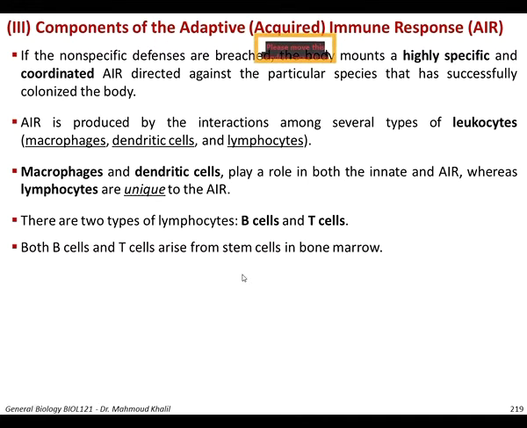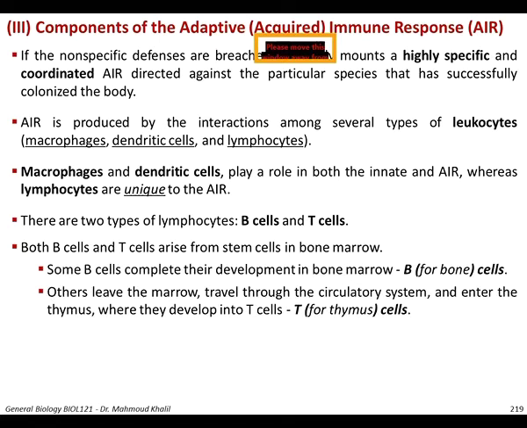There are 2 types of lymphocytes, the B cells and the T cells. Both B and T cells arise from stem cells in the bone marrow. Some B cells complete their development in the bone marrow, and hence they are named B cells, B from bone. Others leave the bone marrow, travel along the circulation and enter the thymus, where they develop into T cells, T for thymus.